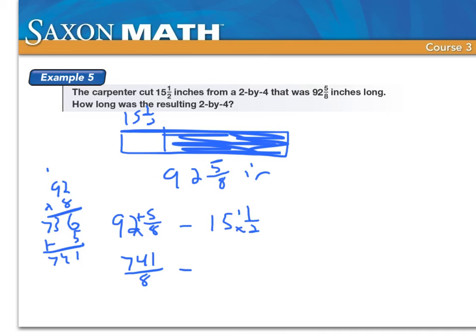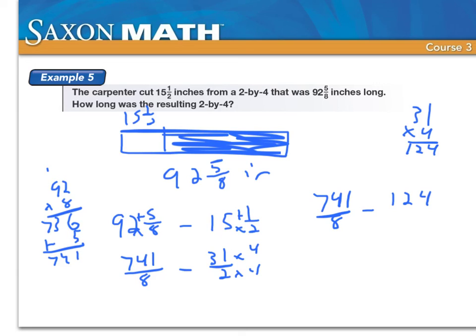Minus, then this one, times plus. 15 times 2 is 30. Plus 1 is 31 over 2. Now I need to find a common denominator on this one. Okay, so a common denominator is going to be 8 here, because 2 times 4 gives me 8. So I need to multiply times 4 and times 4. So my 741 over 8 doesn't change, but 31 times 4 is 124. And then 2 times 4 is 8.